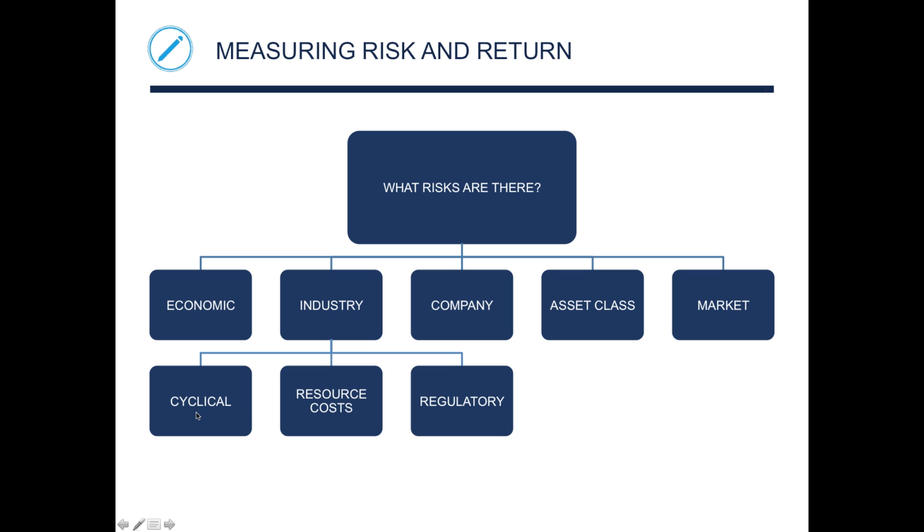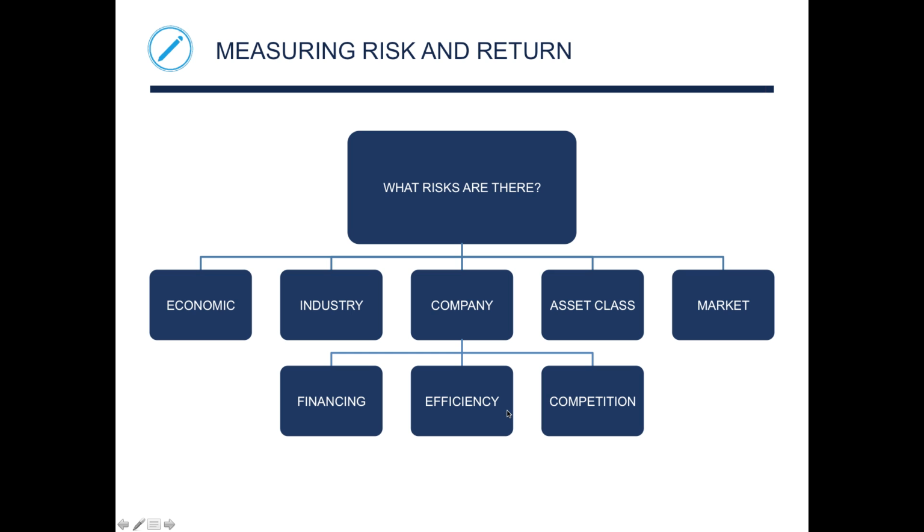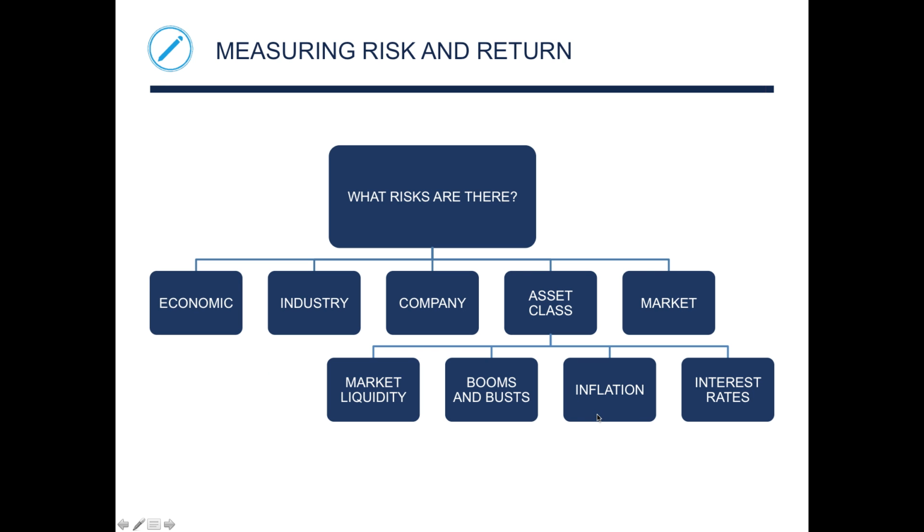Industry risks are cyclical. They incorporate resource costs and are also regulatory. Remember how I told you the example about the law being passed? This would be an example of that. Risks on a company are financing, efficiency, and competition. Remember I mentioned the example of competitors coming in.